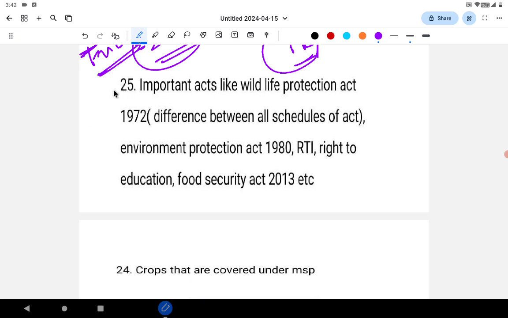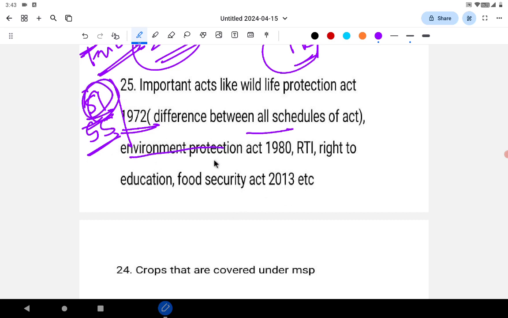Next important is the Wildlife Protection Act 1972. Know the difference between all the schedules, Schedule 1 to Schedule 5. Know the objective of each schedule. This question was asked; Schedule 5, I think Schedule 4, two times this question was asked. Please know them and also try to remember the fauna, mainly fauna, not flora, in Schedule 1: the tiger, lion, etc.